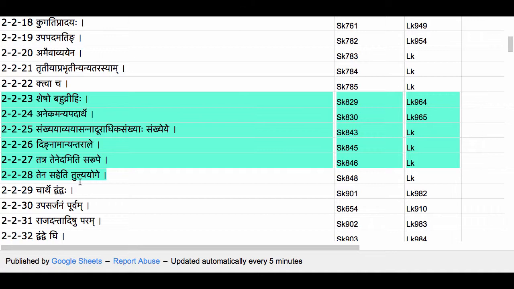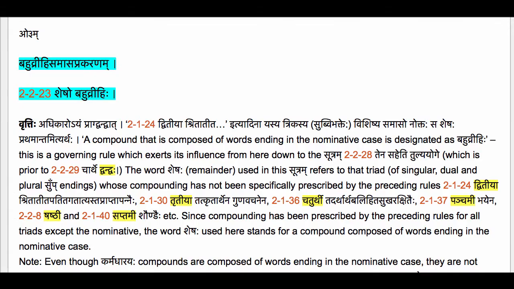Let us begin by taking a look at the first rule in this section. It is an Adhikara Sutram. Adhikara Sutram means it sets the topic heading.